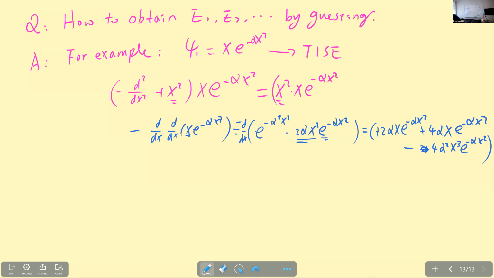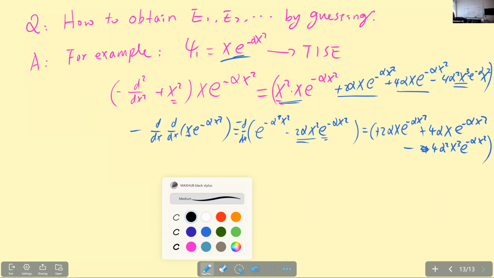Okay. So you can see that basically you need to add 2 alpha x e to the minus alpha x squared, and add 4 alpha x e to the minus alpha x squared, minus 4 alpha squared x cubed e to the minus alpha x squared, right? So you can see that these two terms are of the same form as this one, so we can keep these two terms if we want this to be an eigenfunction. But you have an extra term. This is x cubed, and this one is also x cubed.